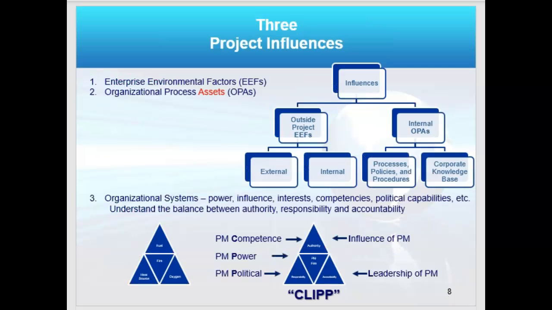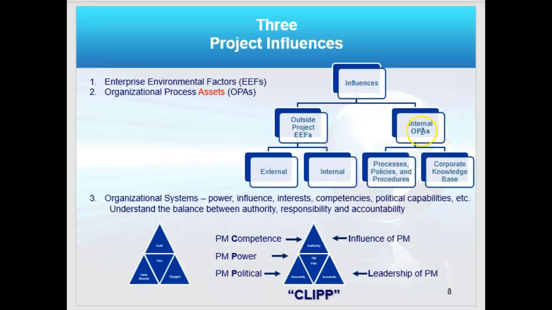Okay. So there are 3 influences on any project. We call them EEFs, OPAs, and organizational systems. And EEF is enterprise environmental factors. And you'll see it here on the left. They can be external to the company or internal in the company. But they are outside the project, no matter what. But even though they're outside the project and you don't have control over them, they will impact your project. So you want to be aware of them.